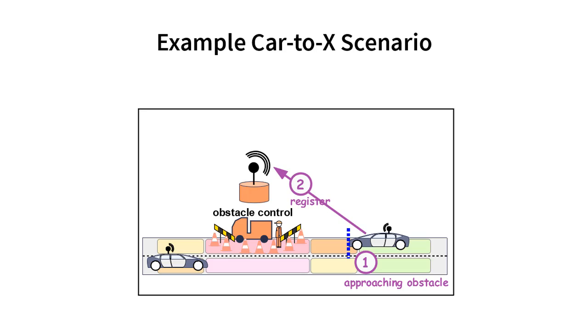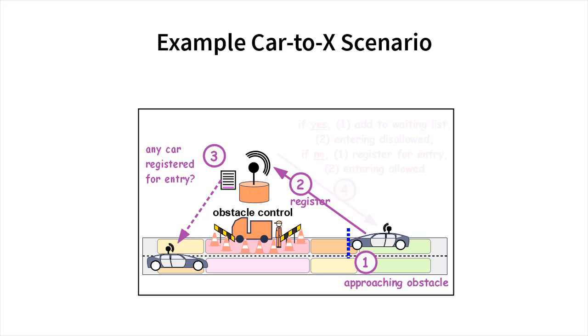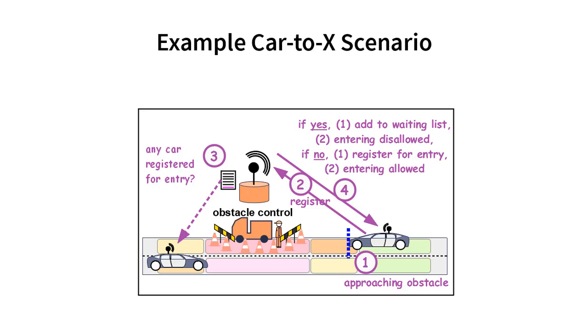We now require that when a car approaches the obstacle, it must register itself at the obstacle controller. The obstacle controller will then check if there is any other car registered for passing the obstacle from the other side. If yes, the first car is not allowed to pass the obstacle and is added to a waiting list. If no, the obstacle registers the car and allows it to pass. Several such scenarios can occur in the system at the same time.